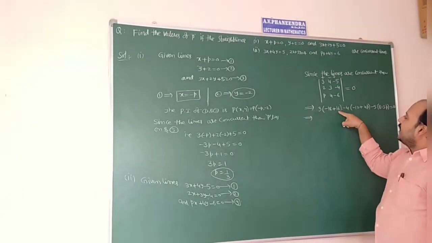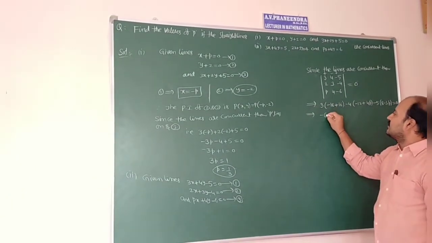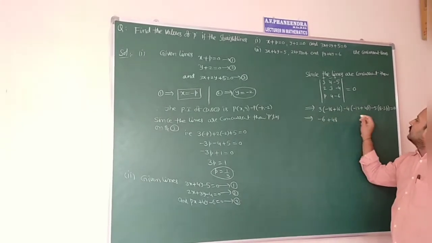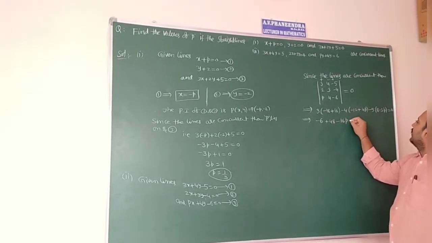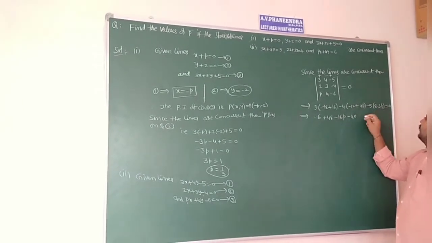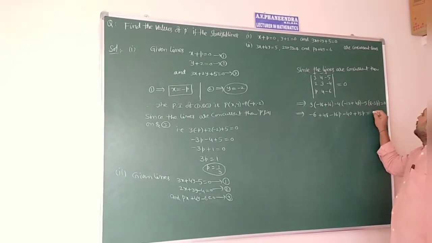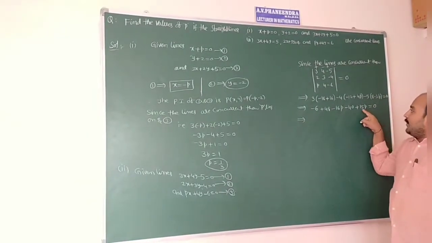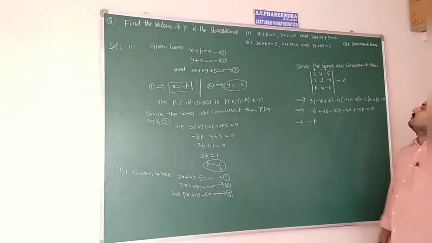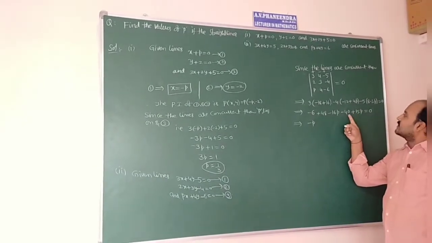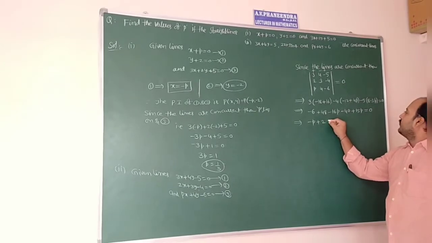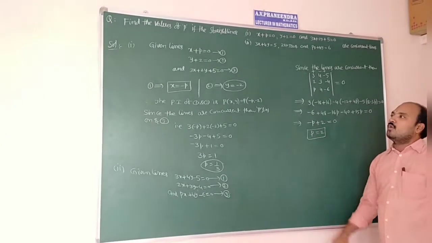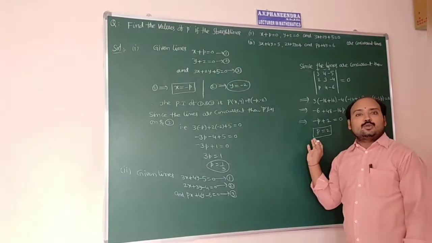That implies minus 18 plus 16 is minus 2. Minus 2 into 3 is minus 6. Minus 4 into minus 12, it will be 48. Minus 16p minus 40 plus 15p is equal to 0. That implies 15p minus 16p, so minus p. Minus 6 minus 40 is minus 46, plus 48, so plus 2, is equal to 0. So minus p we can take this side, p is equal to 2. Therefore if the lines are concurrent, then the value of p is 2.